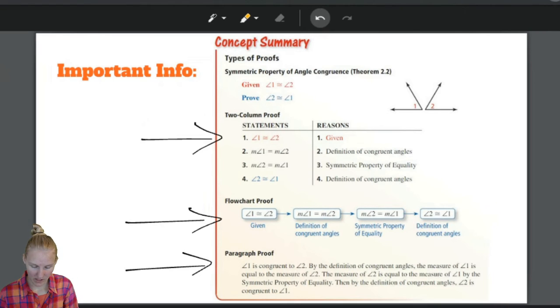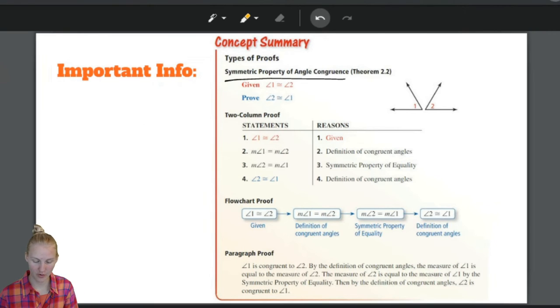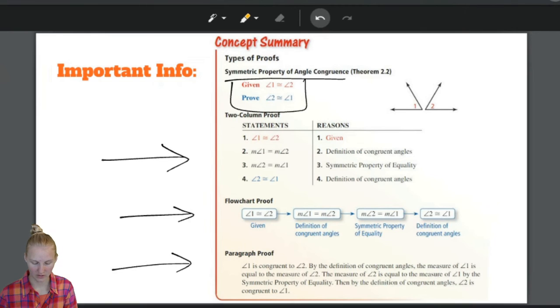Now here is the symmetric property of angle congruence. They proved that theorem, and they proved it using a two-column proof, using a flowchart proof, and using a paragraph proof. So you can see that they proved the same thing, they just did it in 3 different ways. So you can look at that for an example of each different type of proof.